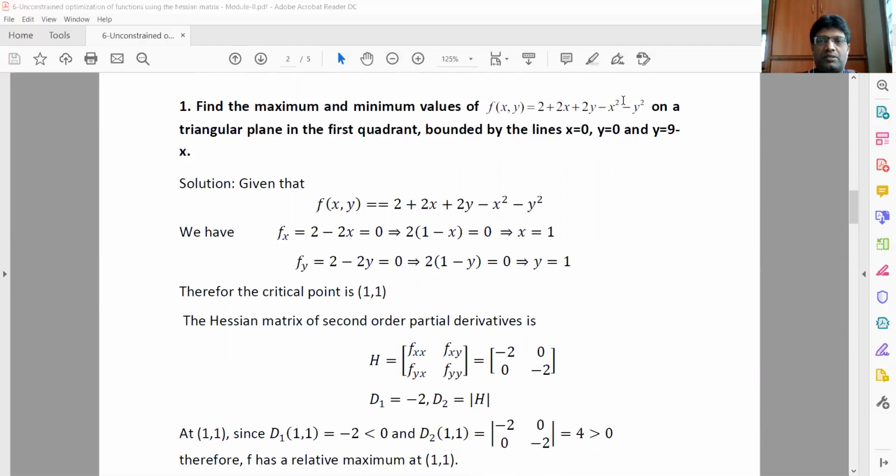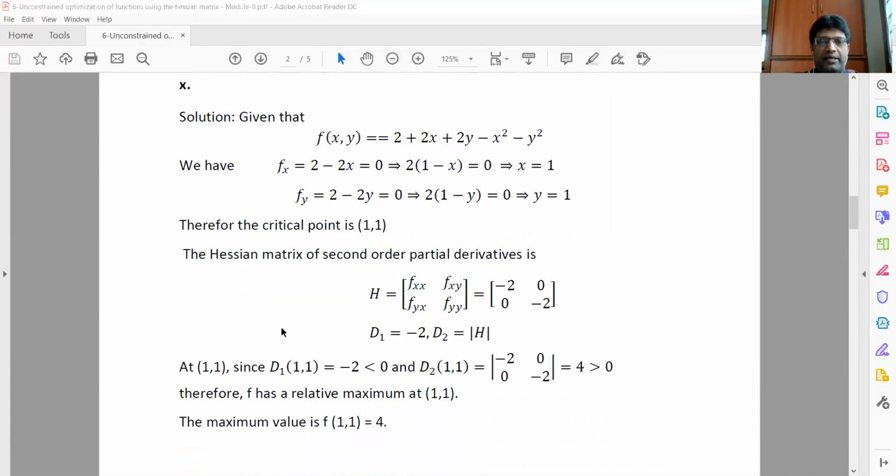So what is the procedure? First we have to evaluate ∂f/∂x and ∂f/∂y and equate them to 0. So ∂f/∂x is 2 minus 2x. From this I got x equals 1, and ∂f/∂y is clearly 2 minus 2y. From this we got y equals 1. So this is the only critical point we are getting.